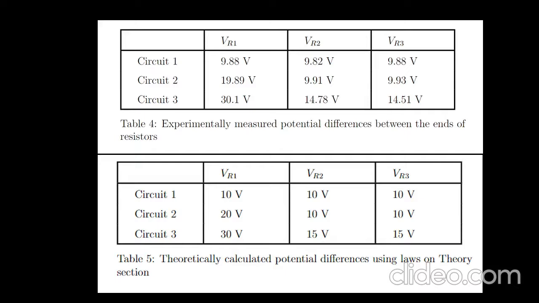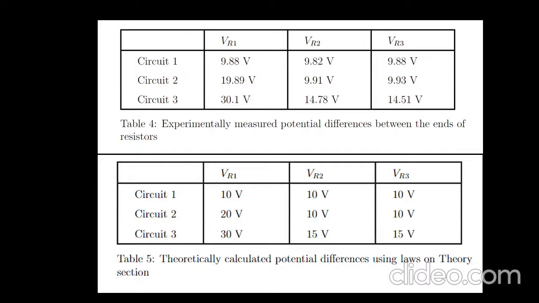Potential difference measurements are also rather close to the theoretically expected results. These results allow us to observe Kirchhoff's voltage law. In all of the loops in circuit 1, circuit 2, and circuit 3, the sum of the signed potential differences on the loop is equal to 0.